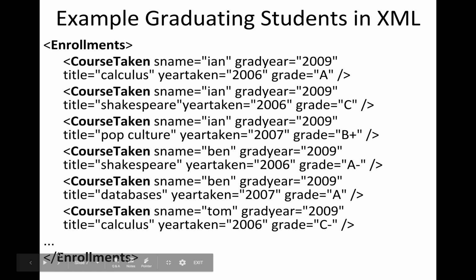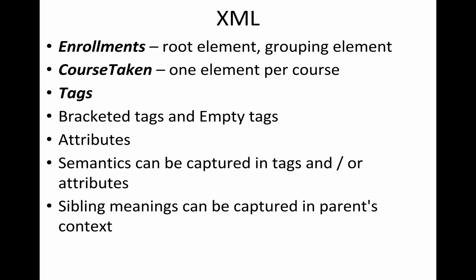Notice that the difference between the opening and closing is that they have the same name, but you have a slash. We also say that the tag has a name. So the name of this one is the enrollments. That's the name of that tag, course taken and whatnot. Everybody okay? You should find this very familiar already. You have brackets, attributes, and the semantics of how they're built.